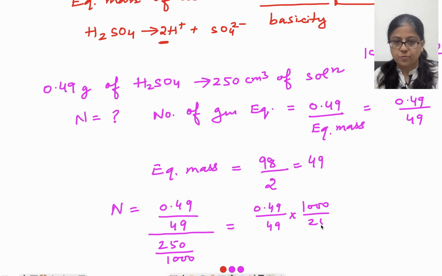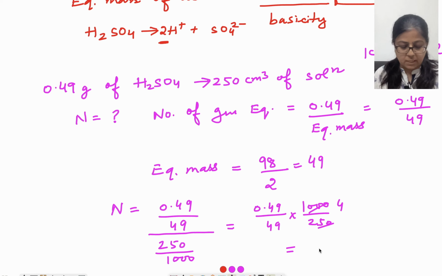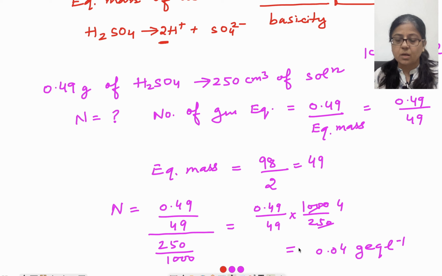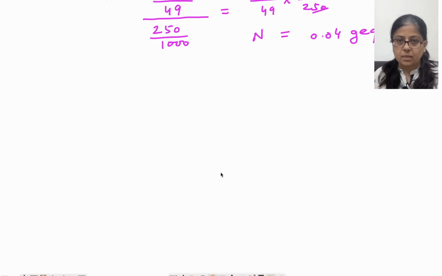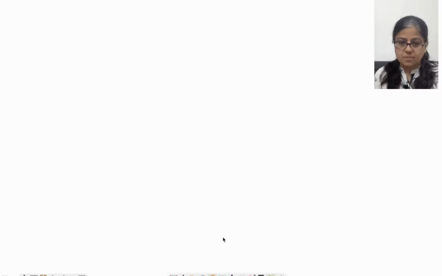and here you will get 0.49 divided by 49 into 1000 by 250. This is how the calculation will be done, and finally you will get the answer 0.04 gram equivalent per liter. This will be the unit of normality. You will always write the unit with your answer. Okay, so this is the fourth term that we have discussed here with an example, which is normality.